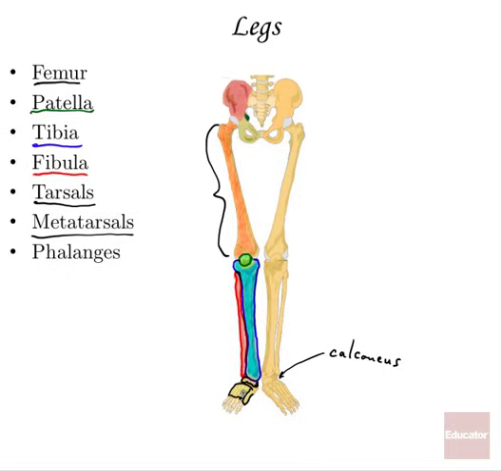And finally, the phalanges. The phalanges would be all of these bones in here. And you have the same naming system as when we looked at the fingers. When you look at, let's say the middle toe, for instance, you would have the distal third phalanx, the middle third phalanx, and the proximal third phalanx, and so on. So that's the legs, and that finishes up the appendicular skeleton.